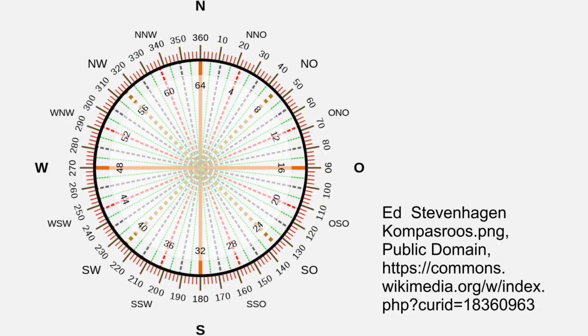Here is a picture made by Ed Stevens Hagen trying to fit the 32 akhnam onto 360 degrees. And here are the star names of the Arab Windrose. Notice how the Arab names were given to each of these different directions.